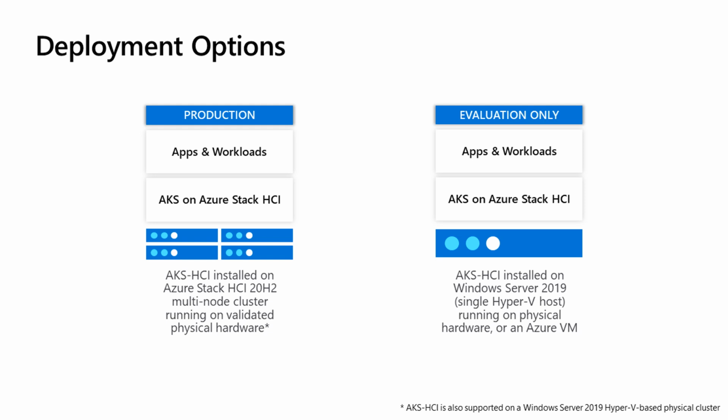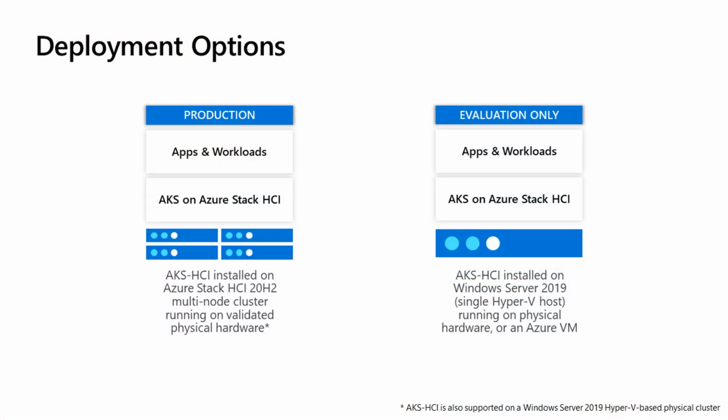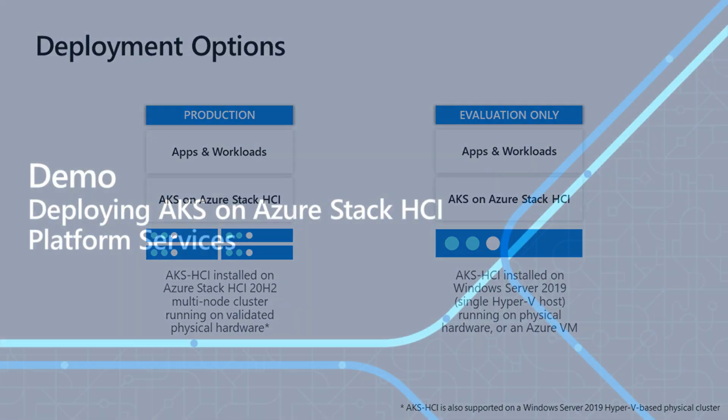But what if you've got existing hardware on-prem, perhaps with SAN storage? Well, Azure Stack HCI 20H2 is hyper-converged, so it won't work with SAN storage. But if you prefer, you can run a Windows Server 2019 Hyper-V based physical cluster and run AKS HCI on top. Now, if you don't have much spare hardware, maybe you just have a single physical node, then for eval purposes, you can also run AKS HCI on top of a single Windows Server 2019 Hyper-V host. Better still, if you don't have any hardware at all, but you've got an Azure subscription, you can even evaluate AKS HCI nested in a single Azure VM, and that's what we'll show you next.